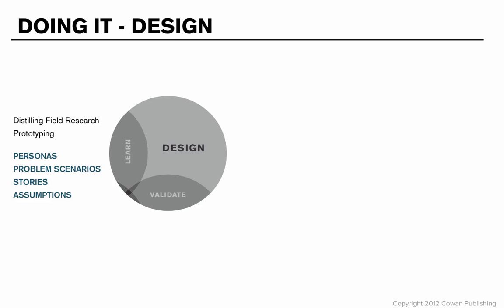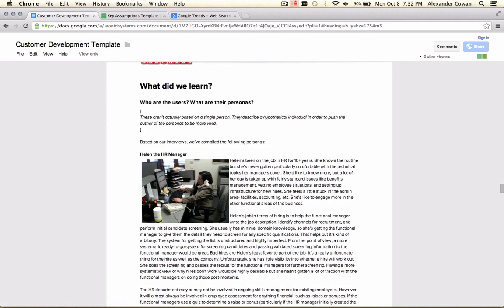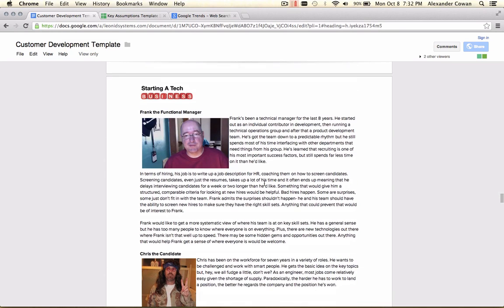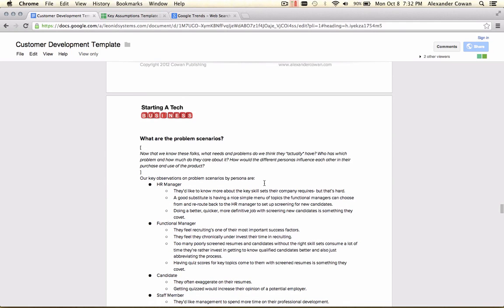Next, we have design, and this is where I'm putting this whole rubric of distilling, synthesizing what you've learned from your field research. So that's your personas, your problem scenarios, your stories, your assumptions. And if we go here on Enable Quiz, we can see the personas here. We've got photos, videos would be even better. There are vivid descriptions of our target personas that we want to sell to, have interact with the product.